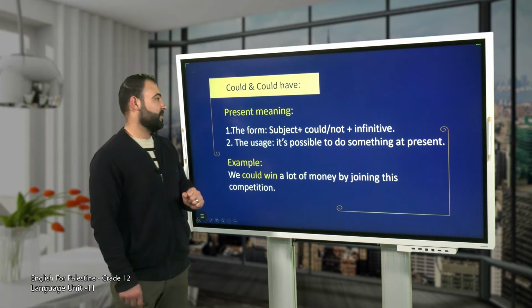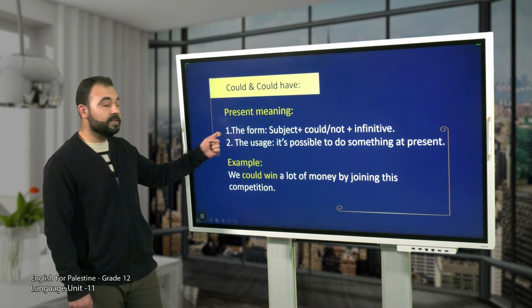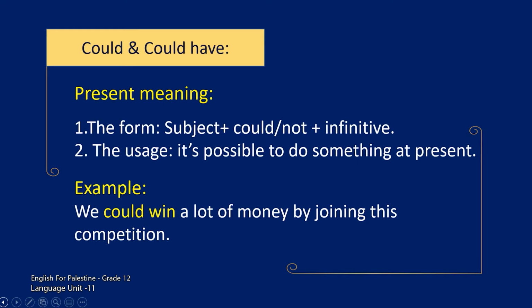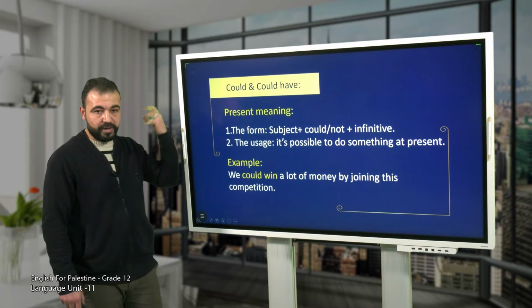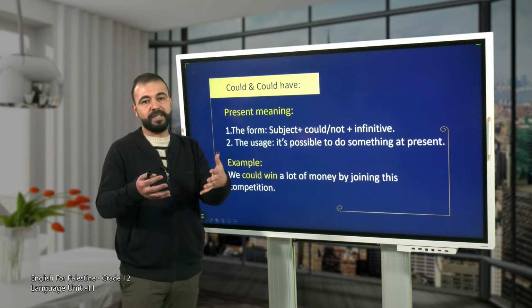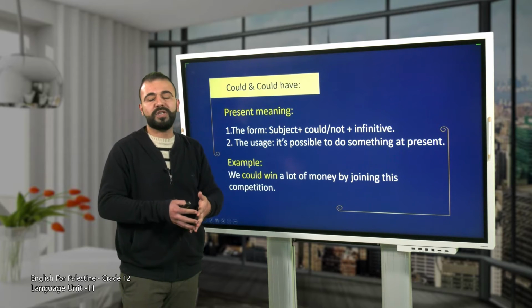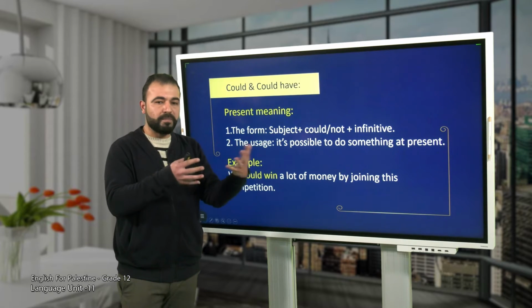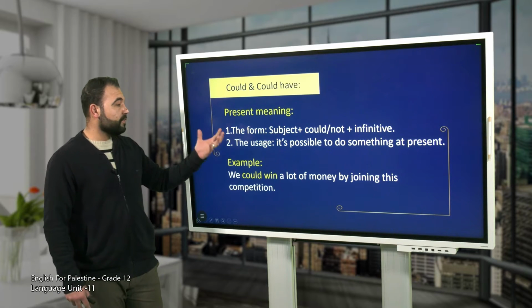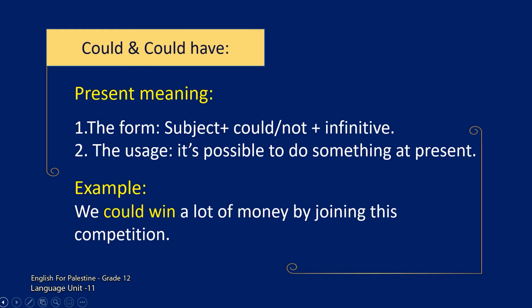Could and could have. The present meaning. Here let's see the form of could in the present. We start with the subject, then we have could or could not, and the infinitive form. And could, by the way, you have already studied in Unit 4. Could gives the meaning of something possible in the future, and it has the same meaning as may and might. And the usage of could: it's possible to do something at present.